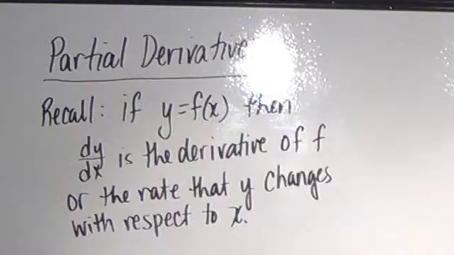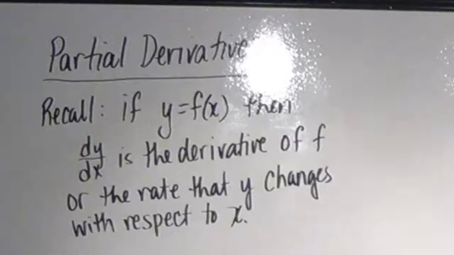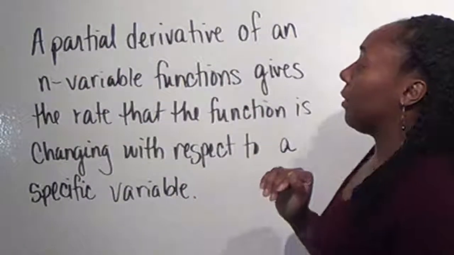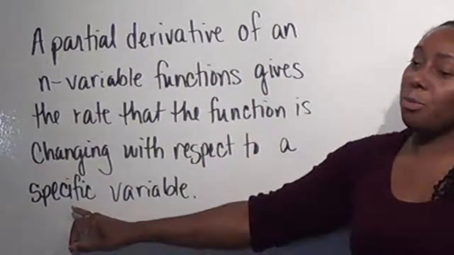So if we recall, when y was equal to f of x, we said dy dx was the derivative of f, or it's the rate that y is changing with respect to the variable x. Meaning if I'm looking at the function f, it's the rate it's going to change in the x direction. A partial derivative of an n-variable function is the rate that the function is changing with respect to a specific variable. Because we have more than one variable in the function, we no longer have just the derivative. We now have what we call partial derivatives, which gives us the derivative in a particular direction.